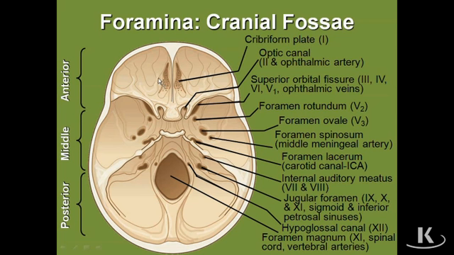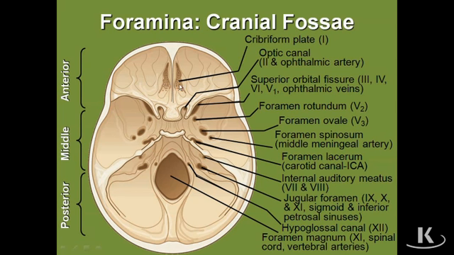When we look at the floor of the cranial fossae, we see that there are a whole bunch of openings, each of which is important because there are nerves and other structures that pass through them, and we need to know which nerves pass through which openings.